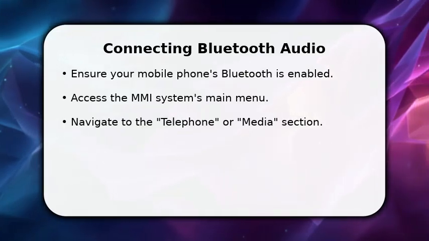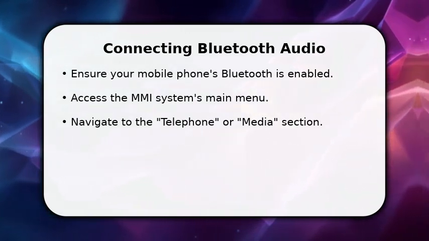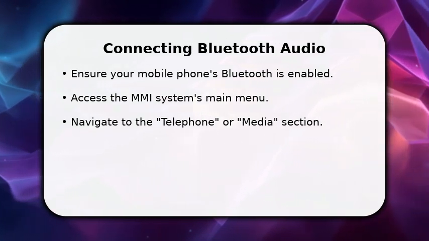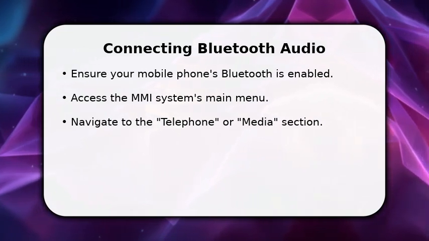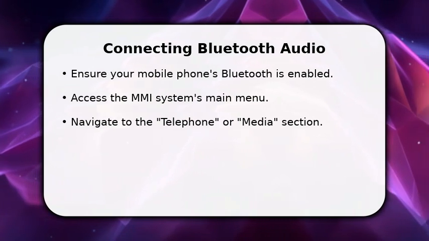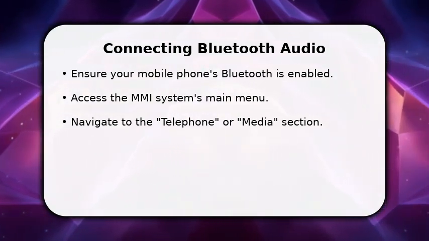In this video, I will explain how to play music in your Audi A4 via Bluetooth. First, ensure your mobile phone's Bluetooth is turned on. Then, access your Audi's MMI system. Navigate to the telephone or media menu depending on your car's interface. Select Bluetooth and choose the option to connect a new device.